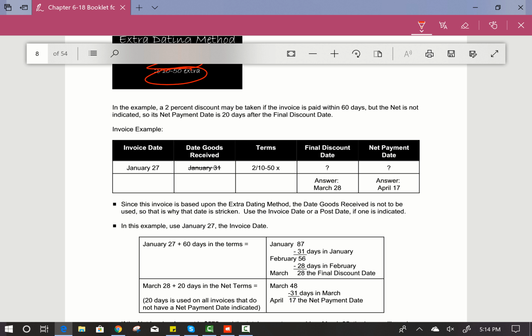Again, you don't pay any attention to the date that the goods are received. And we're going to take a 2% discount within 60 days. And then the net payment date, of course, is going to be due 20 days after the final discount date. So we're going to start with January the 27th. Okay, let's go right down here.